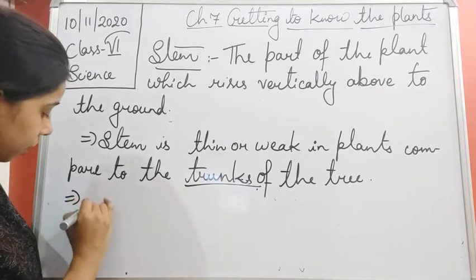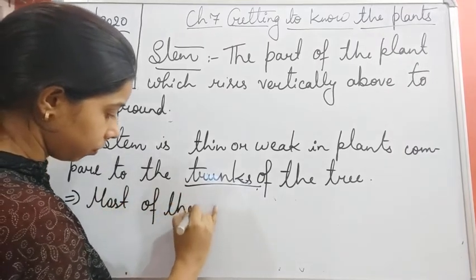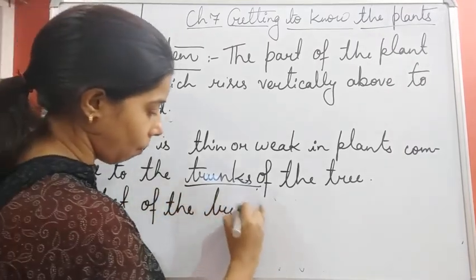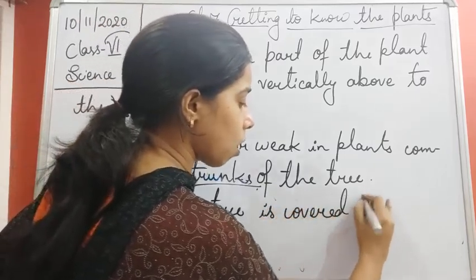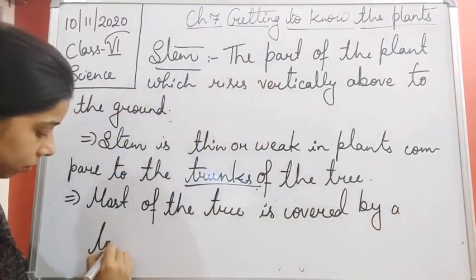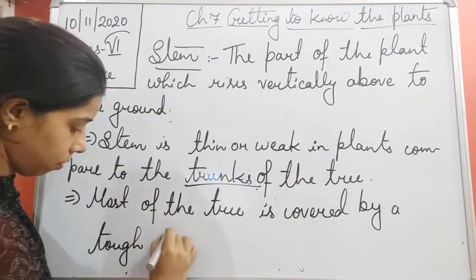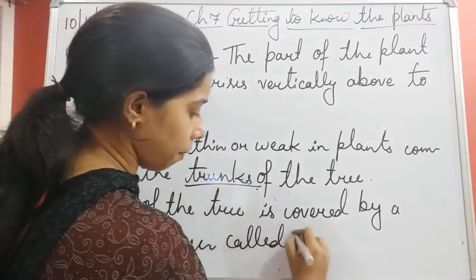Most of the tree is covered by a tough layer called bark.